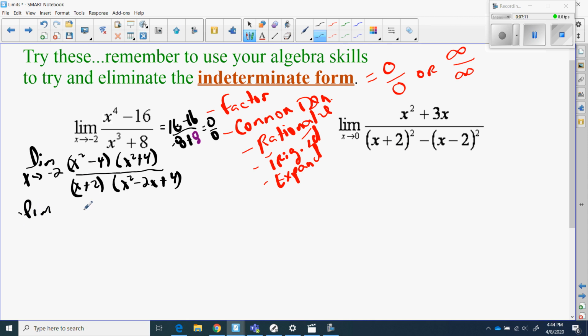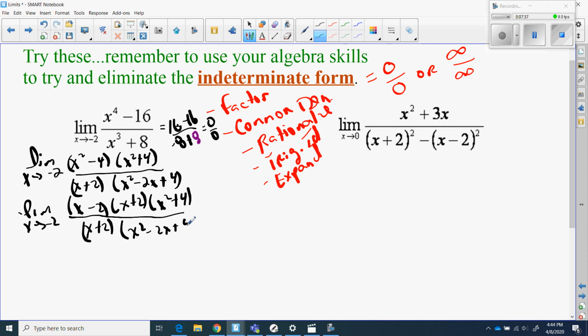Limit, difference of squares. Don't forget my x is approaching -2. x subtract 2, x plus 2. Leave this one still there, x squared plus 4. That's going to all be divided by x plus 2 and x squared minus 2x plus 4.